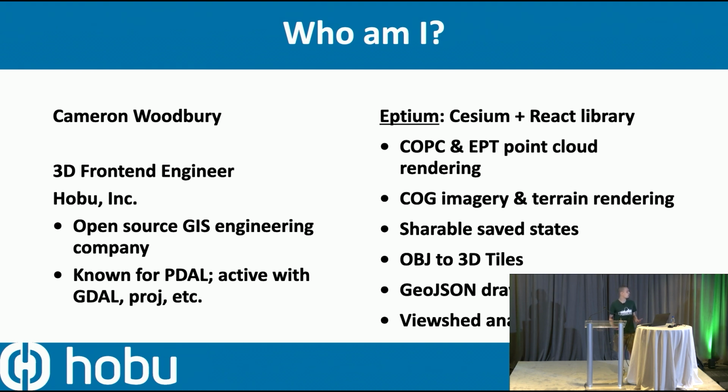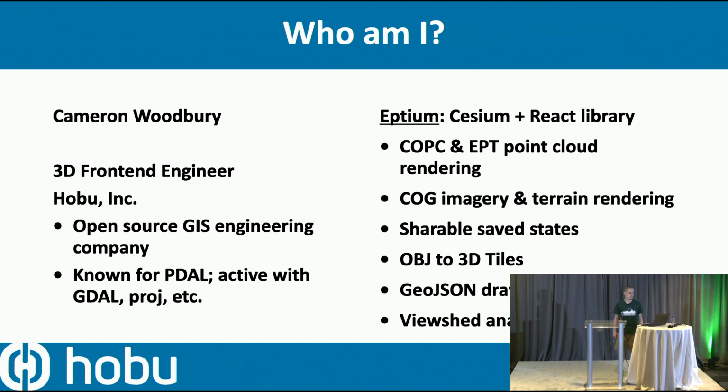My main thing at Hobu is Eptium, which is our Cesium and React library for point cloud rendering. The way that we got to Cesium was actually trying to build just a self-built renderer for point cloud files in the browser. And we decided we didn't want to self-build anymore, so we moved on to Potree, which some people here may have heard of. And then from there, that didn't quite fit with everything that we wanted, especially the geospatial context for the point clouds to see where they're at. And so that's where we finally found Cesium.